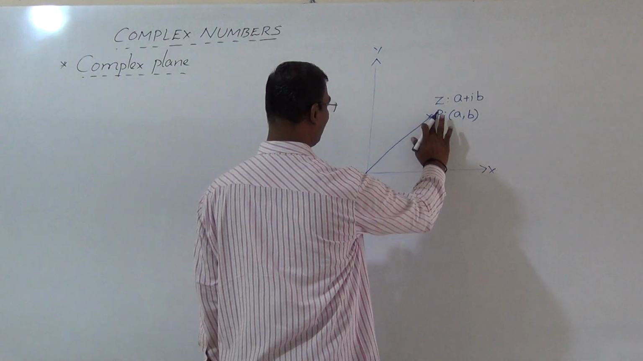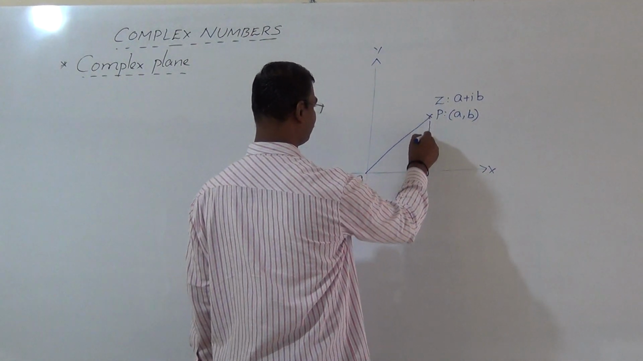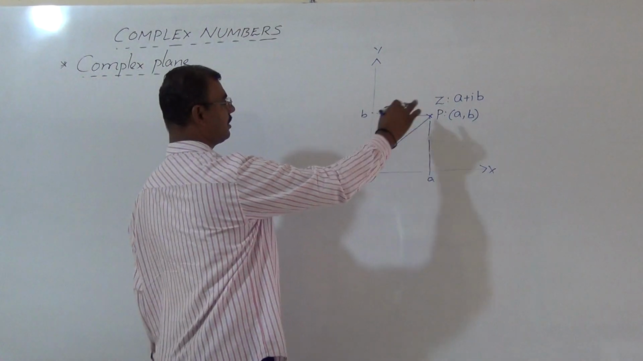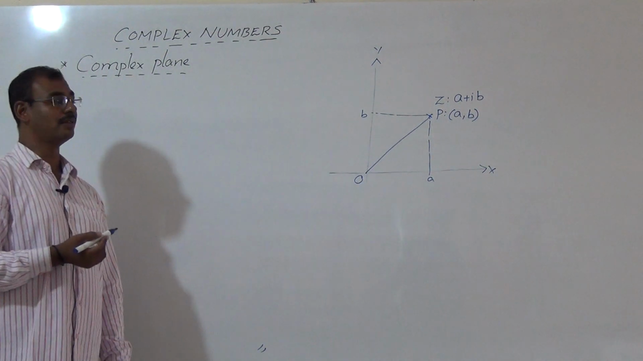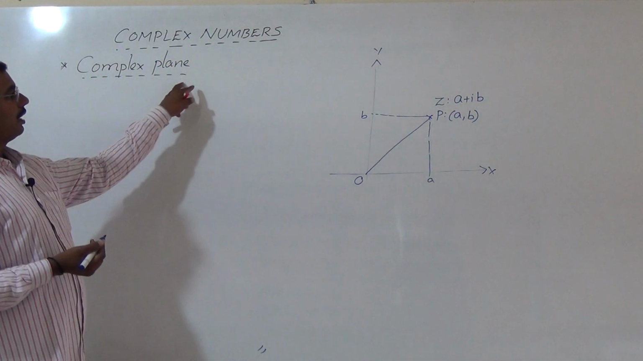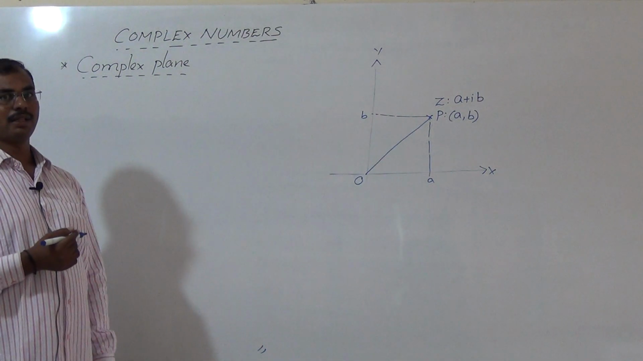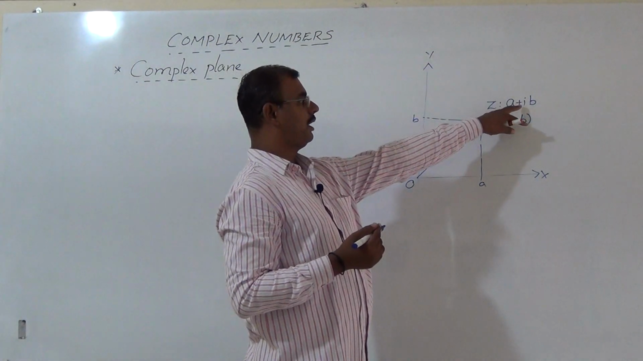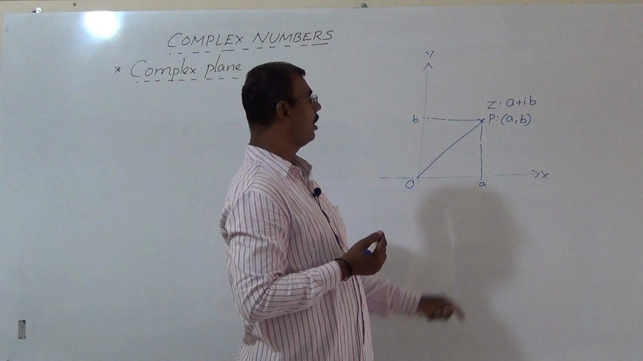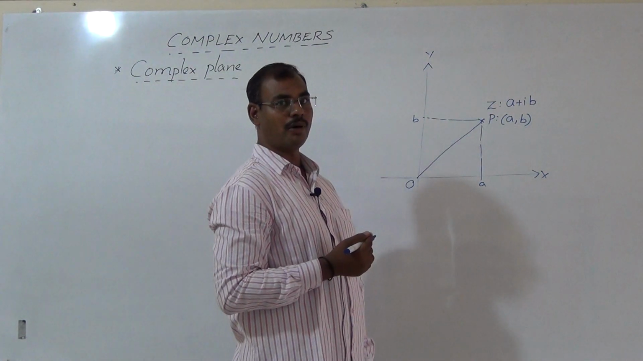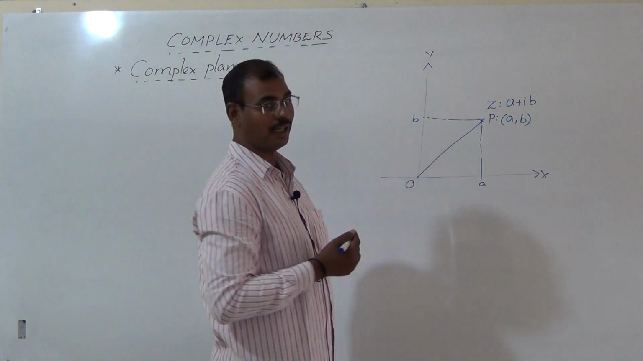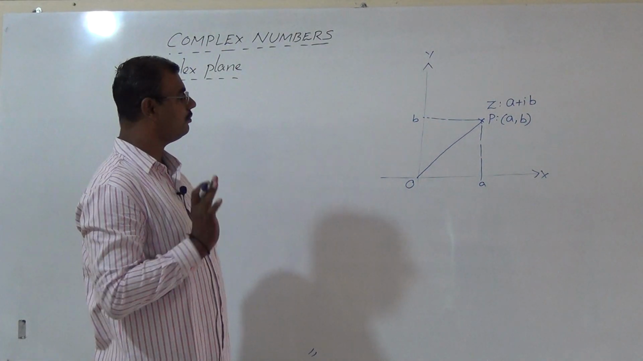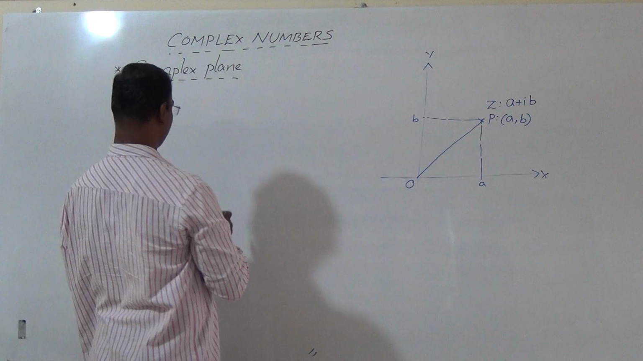Up to this, a units on the x-axis, and this is the b units. So this is called a complex plane. So how to define it? Corresponding to any complex number z equal to a plus iota b, we can locate a point on a two-dimensional plane, which is called the complex plane or Argand plane. If you want the definition, I will write it here.